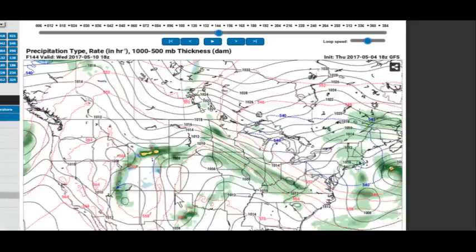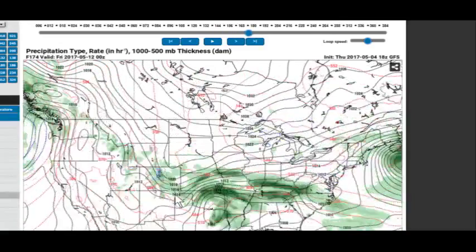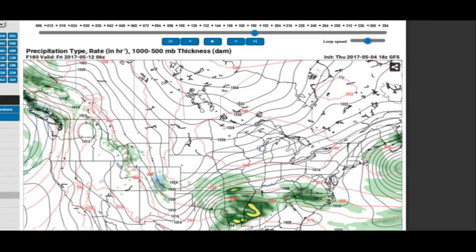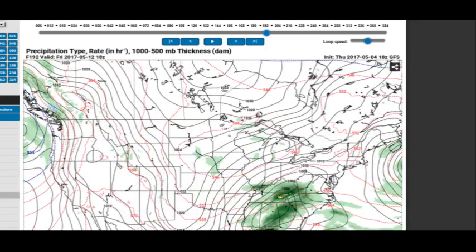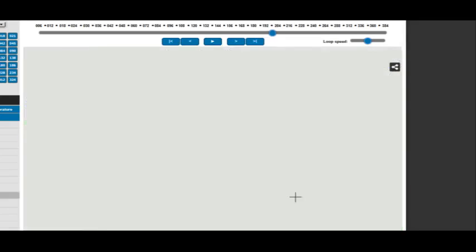Okay, then for Thursday, system comes together in Texas right there. You can see a bit of wraparound in Oklahoma there, and possibly we'll start getting some squall line action developing from Arkansas down to Texas later during the week. So that'll move into the southeast U.S. area around the 12th.